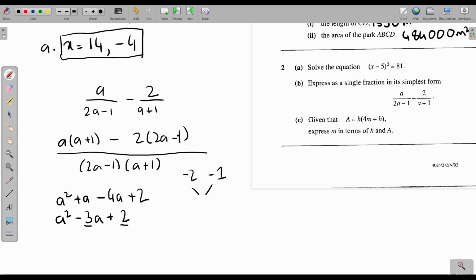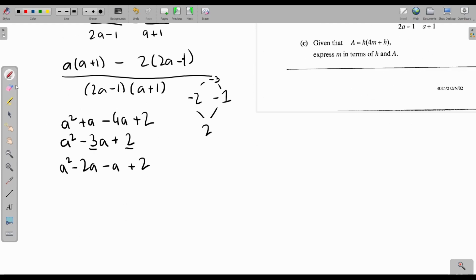If we multiply minus 2 and minus 1, we get 2. If we add them together, we get minus 3. So that fits it perfectly. It makes 2 when multiplied, and it makes minus 3 when added. So we can simply do a squared minus 2a minus a plus 2, right? Now we can factorize it pretty easily. We can just take a common from here, so we get a minus 2, and then we can take minus 1 common from here, get a minus 2. And so we have our factorized form, which is a minus 1 and a minus 2.